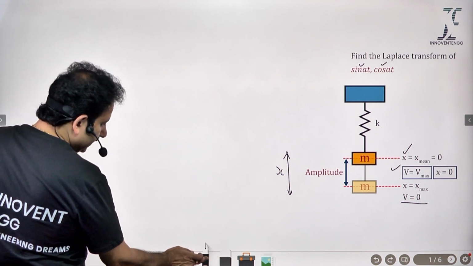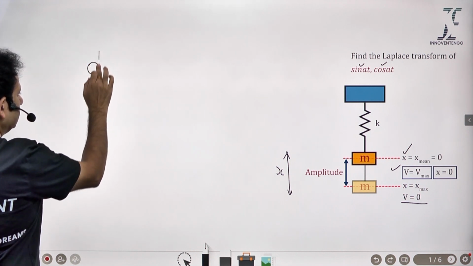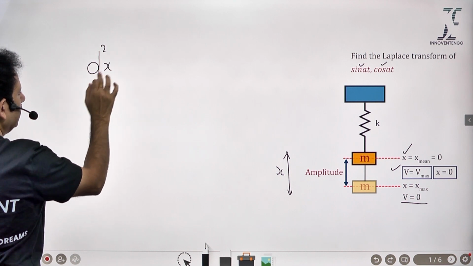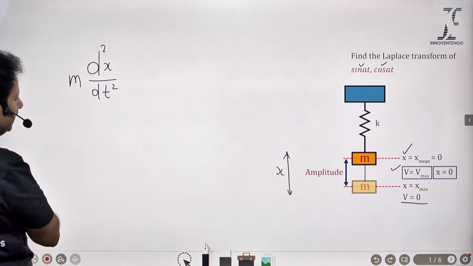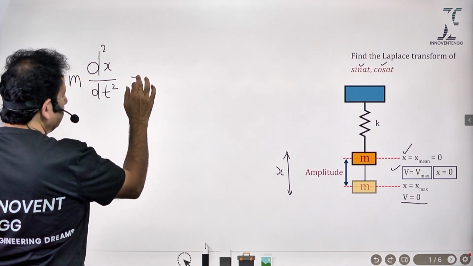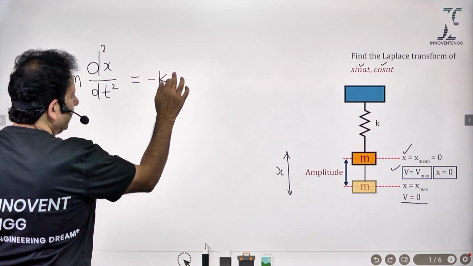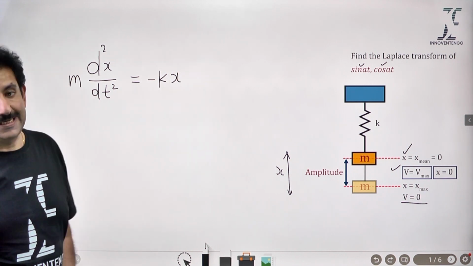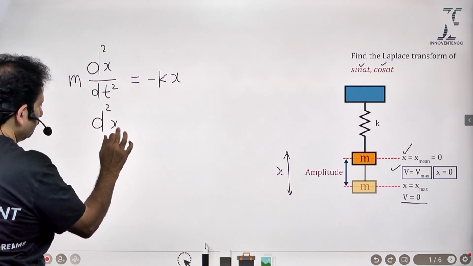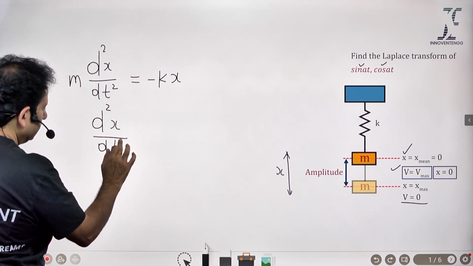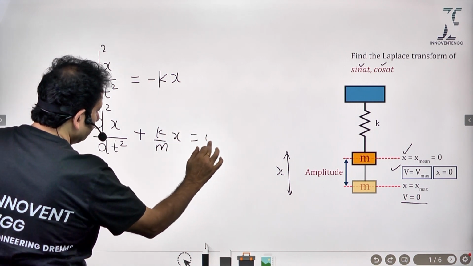Now if I write the differential equation for this particular system, what is it going to be? It is going to be the inertia of the mass, d square x by dt square, multiplied by mass. This will give you the inertial force, and that must be equal to the negative of the restoring force, minus kx. Remember that k is a linear spring, and therefore the differential equation in the most simplified form is going to be d square x by dt square plus k by m x, that's equal to 0.